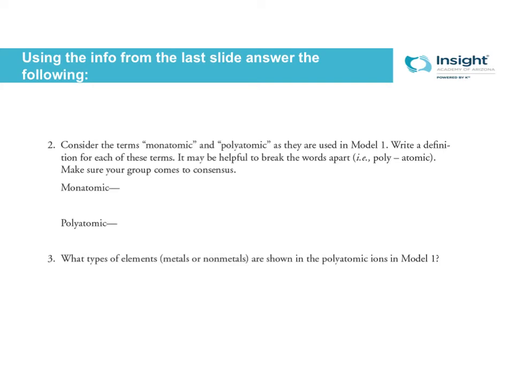So, think about this. How do these words tell you what type of ion you're dealing with? All right, so mono, 1. So monoatomic ions have one kind of atom in the ion. Whereas polyatomic, poly means many, so there's 2+ kinds of atom in the ion.